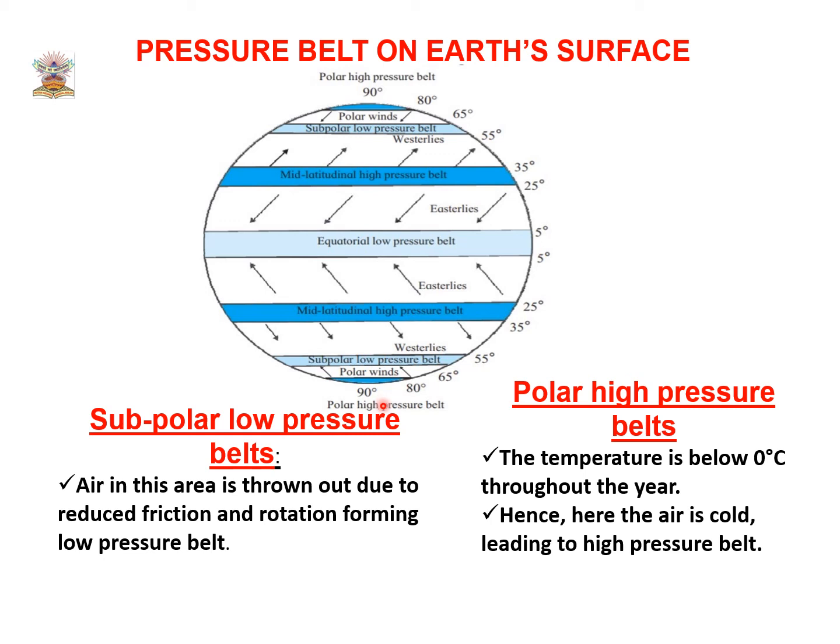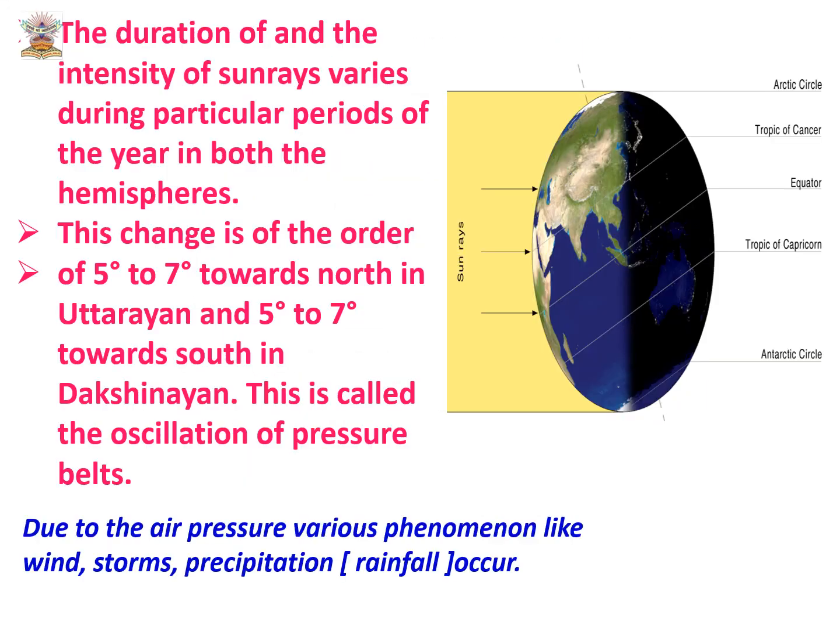Yes, children? So we have studied about the equatorial low pressure belt, the mid latitudinal high pressure belt, the subpolar low pressure belt, and the polar high pressure belt. In the center it is low pressure, then high pressure, then low pressure, and then the high pressure belts.